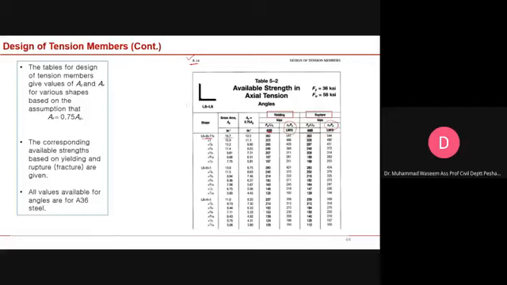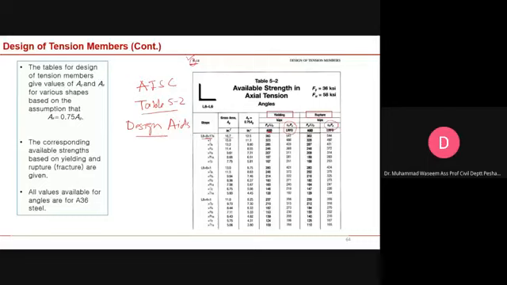So for this you have to go to the manual. In your manual, go to chapter number 5. This represents chapter number 5. You can go to table 5.2. These are the design aids; they represent the design aids.